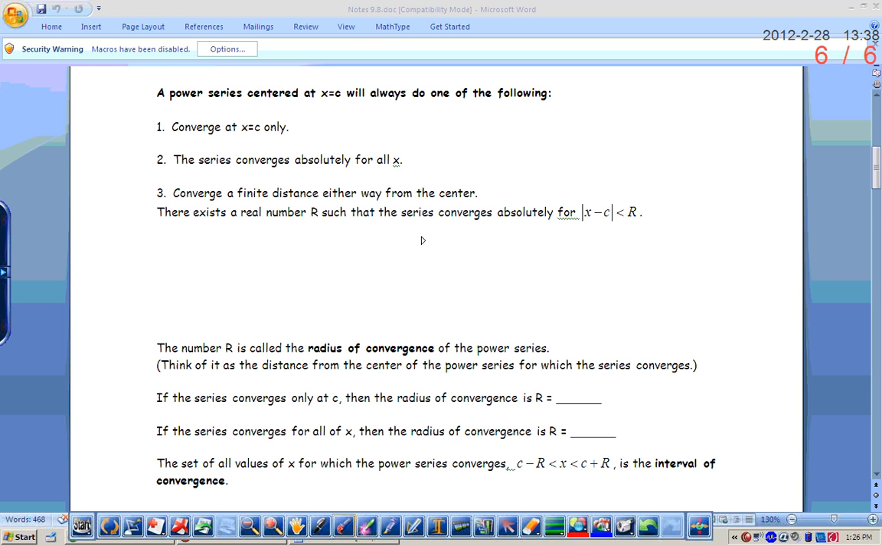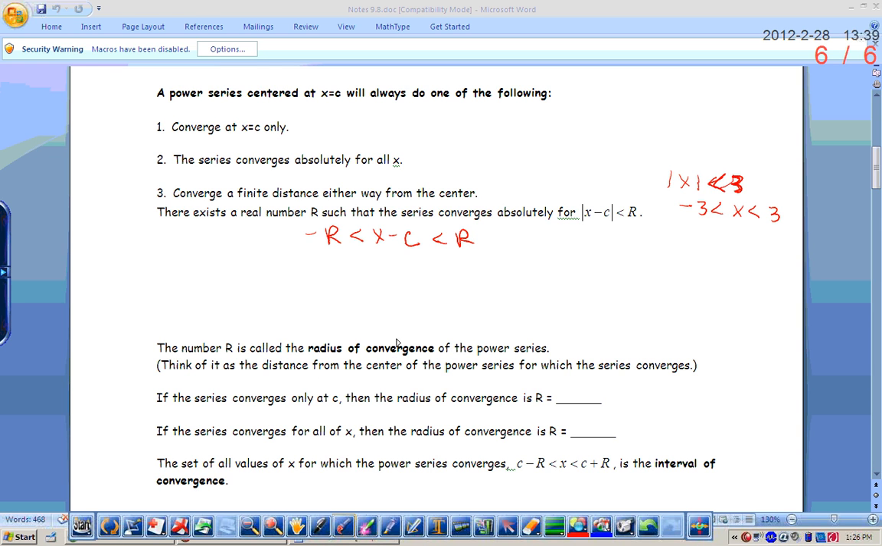And that's what happens most of the time, is that you've got what's called an interval of convergence. So a finite distance from the centering point, it will converge. And in that case, there exists a real number r such that the series converges absolutely for the absolute value of x minus c less than r. Okay, I want to talk about what this means. However, before we do that, if you have, say, the absolute value of x is less than 3, do you all agree that x is between negative 3 and positive 3? So if the absolute value of x minus c is less than r, then that's the same thing as saying that negative r is less than x minus c is less than r.